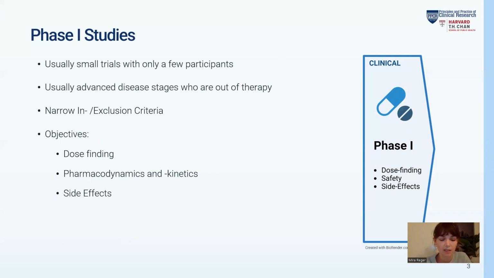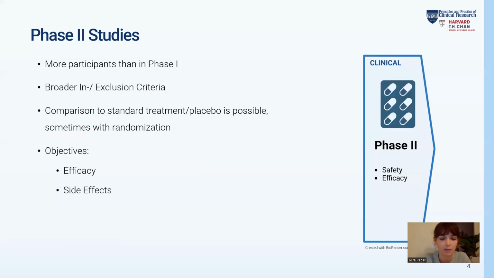Also, in these studies, pharmacodynamics and kinetics are assessed. This is to investigate what happens to the drug in the body. Oftentimes, this includes a lot of blood tests for the participants. And mainly, side effects are monitored to note possible reactions to the drug. If a drug proves safe in these phase 1 studies, it moves on to the phase 2.